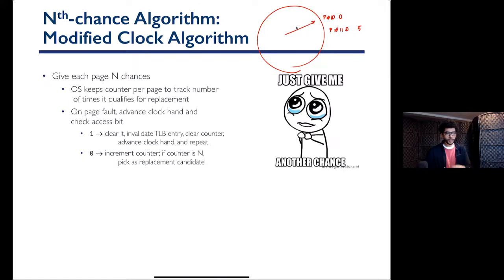Okay, so going back to this nth chance algorithm, we define this variable, this track number. So let's define this as a track for this page. Initially, it's 5.